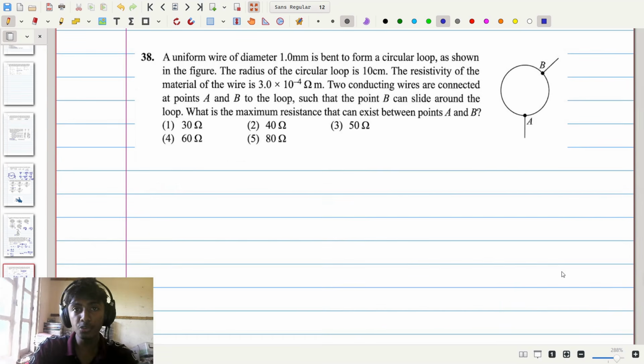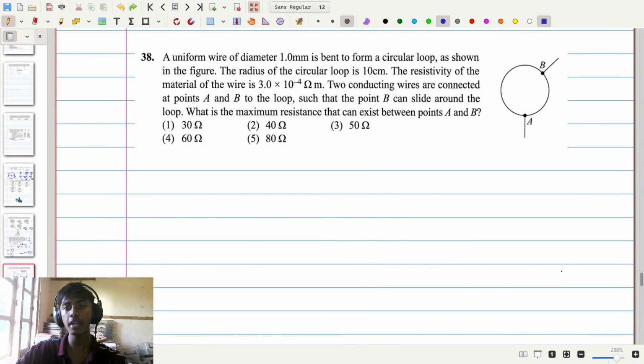Now moving on to the next one, question 38 says, a uniform wire of diameter 1 mm is bent to form a circular loop as shown in the figure. The radius of the loop is 10 centimeters and the resistivity of the material of the wire is 3.0 times 10 to the minus 4 ohm meters. Now they then say, two conducting wires are connected at points A and B on the loop such that the point B can be slid around the loop freely like so. Now given this, they ask us what is the maximum resistance that can exist between the points A and B.